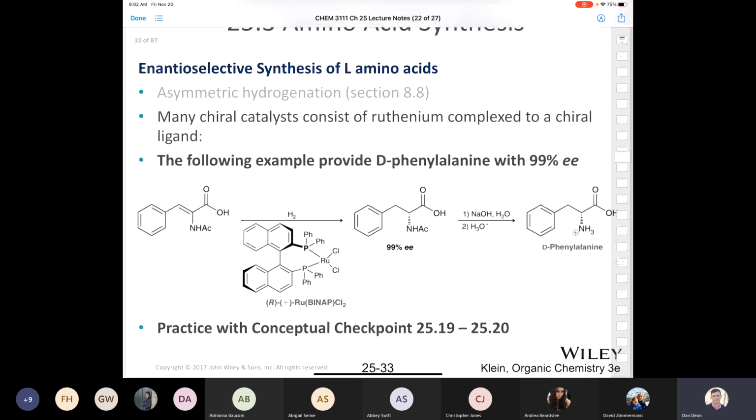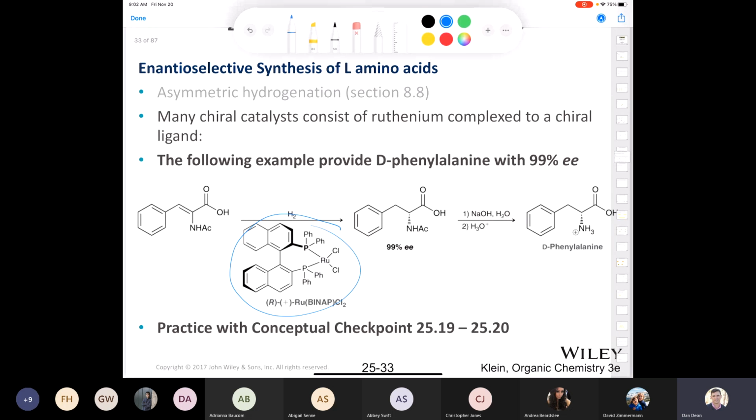Many chiral catalysts consist of ruthenium. Now, I know ruthenium isn't an element we think of a whole lot in chemistry, but ruthenium complexed to what's called a chiral ligand. And so this is the chiral catalyst here. It's one of those things I could ramble on about for quite a while because, you know, you might look at this molecule and say, well, I don't see any chiral centers in there. How the hell is that chiral, right?